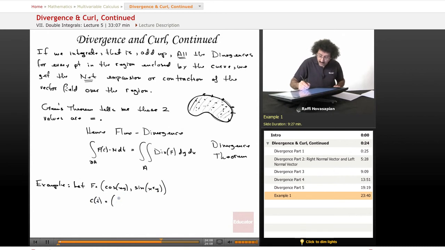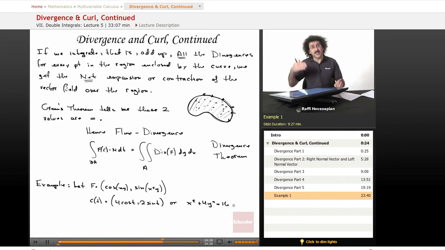We'll write the parameterized version, which is 4 cosine of t and 2 sine of t, or in Cartesian, x squared plus 4y squared equals 16. It is the ellipse centered at the origin, major radius 4, minor radius 2. So we're going to calculate both integrals: the line integral and the double integral.